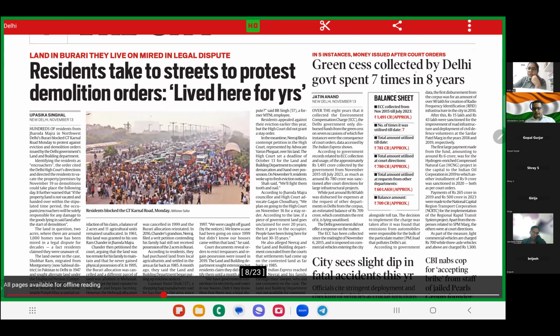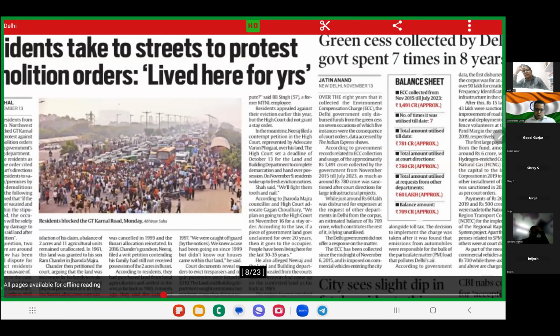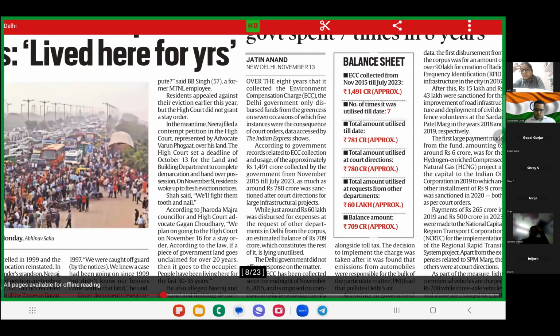The green cess collected by the Delhi government was spent only 7 times in 8 years. Okay, so now this is something you can focus upon. Over the 8 years, it collected the environment compensation charge. The Delhi government only disbursed funds from the green cess on 7 occasions, of which 5 instances were the consequence of court orders. Okay, this can be quoted.